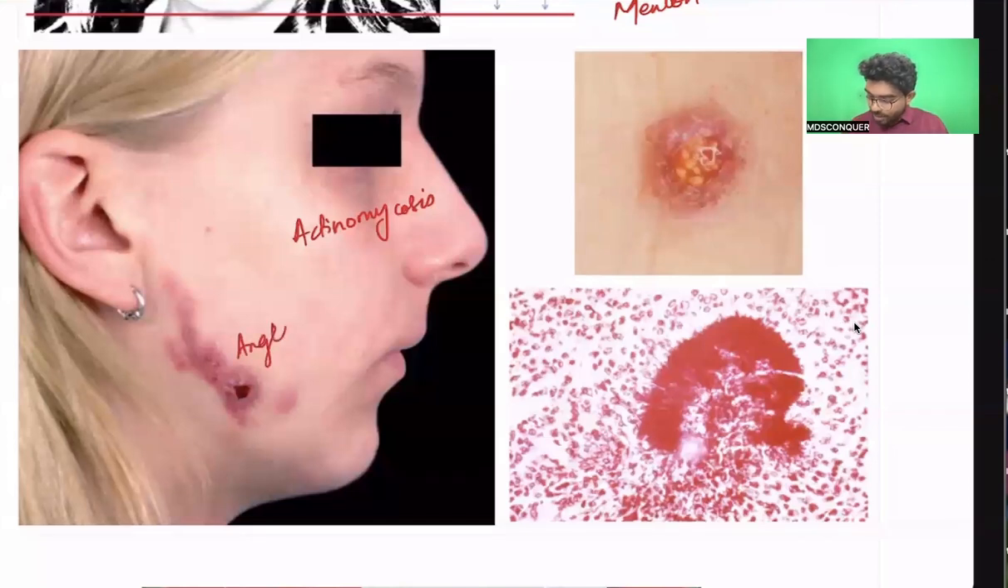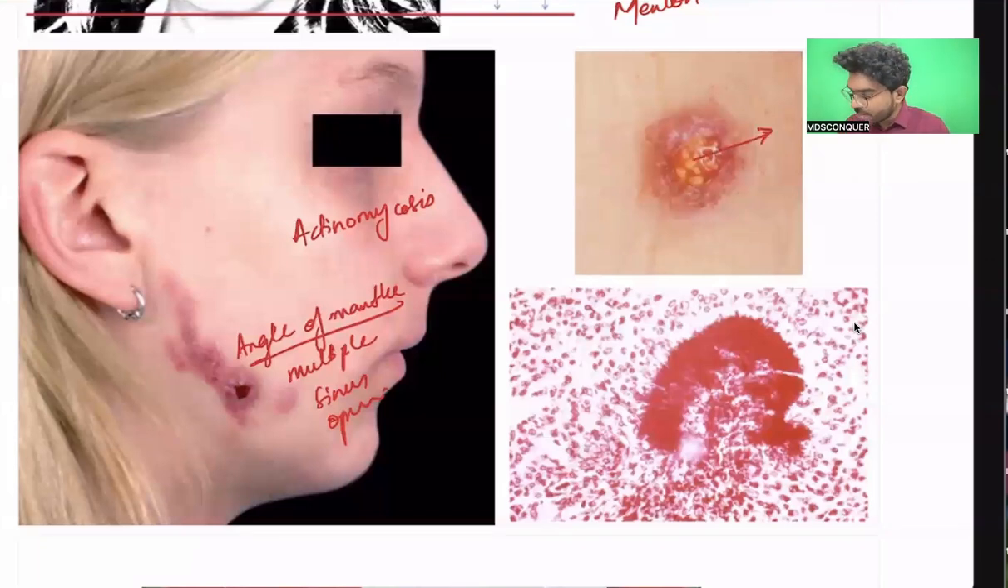You can see here in this diagram, the angle of mandible, where you can see multiple sinus openings. And if you check out the sinus opening, it is having some yellow granules. What are these yellow granules? Sulfur granules. And what is this histological feature you can see here? Sunburst appearance. Sunray appearance.